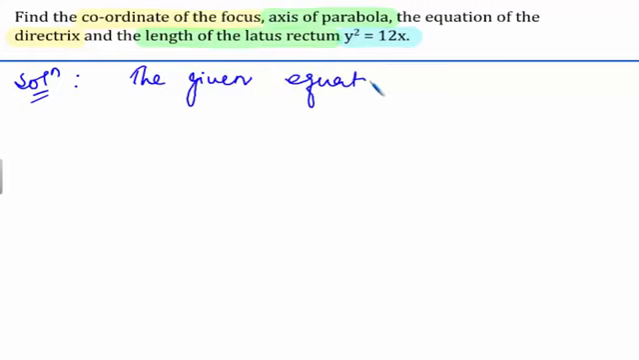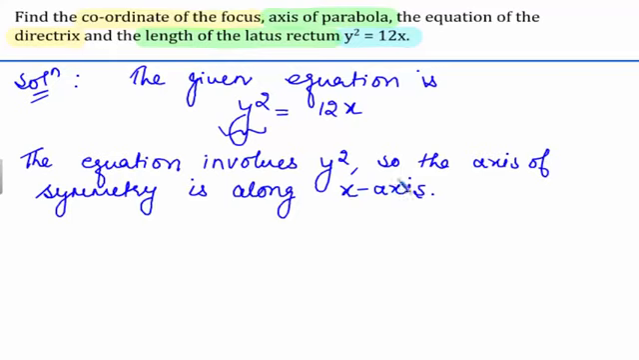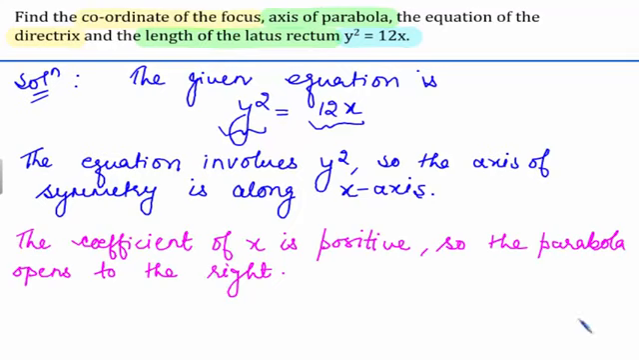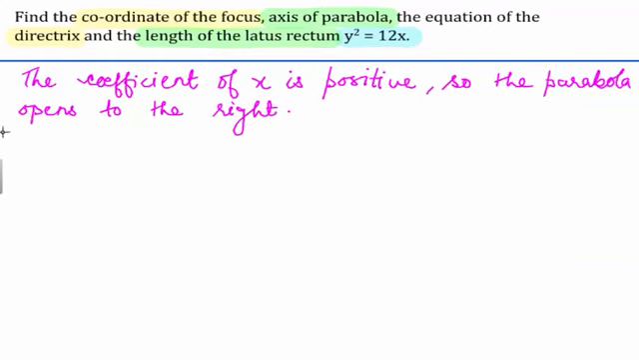The given equation of the parabola is y square is equal to 12x. Now as we can see, the given equation involves y square. So the axis of symmetry is along the x-axis. Also here we see that the coefficient of x is positive, so the parabola opens to the right. Therefore the parabola can be drawn.